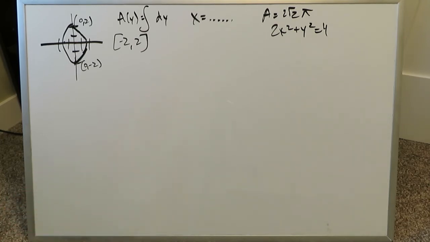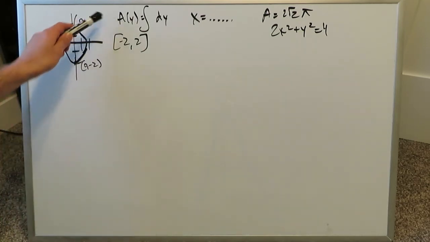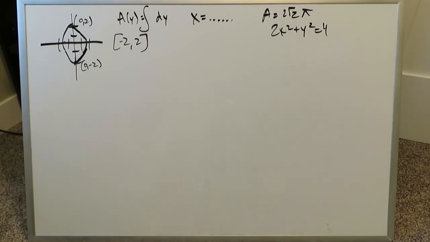We already know the area is 2 root 2 pi, but this time we're looking at things along a vertical line of axis or vertical orientation. We're going to integrate with respect to y, dy, and our equation must be presented in the x equals format.